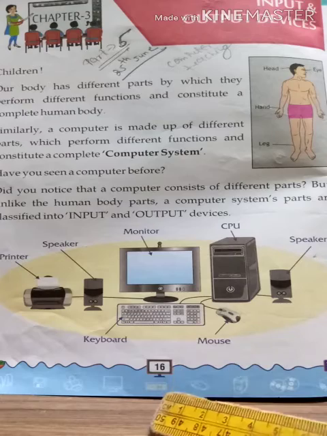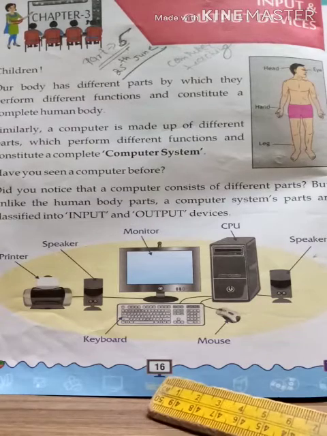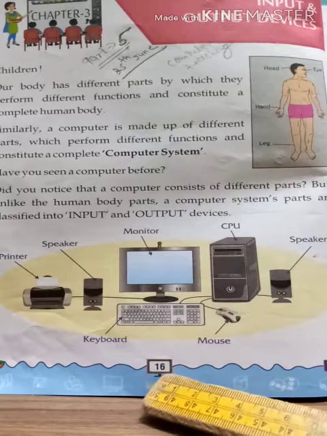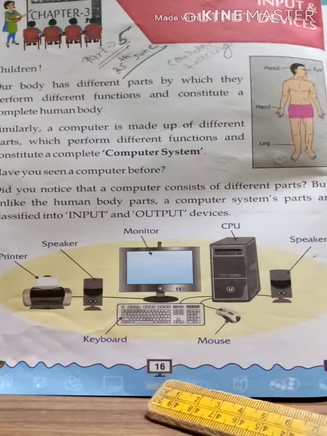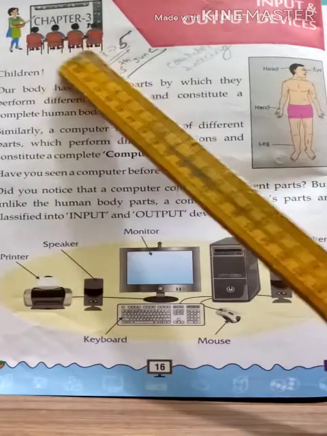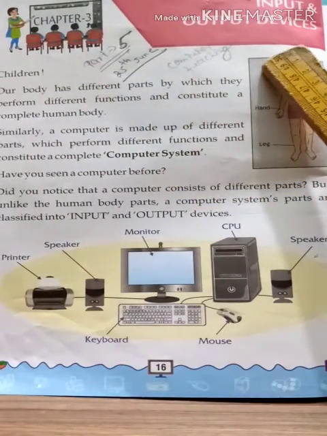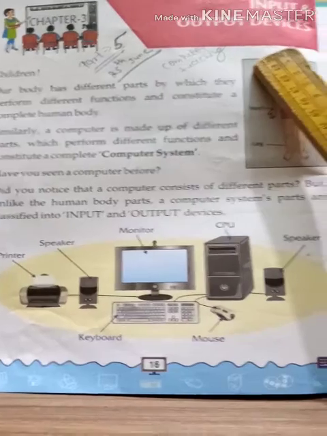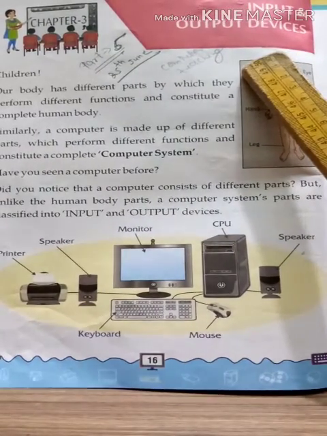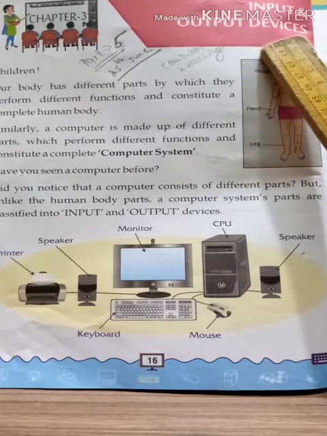So you just take out your computer book, open your book, page number 16. Here in page number 16 you can see this chapter number 3. The name of this chapter is Input and Output Devices.